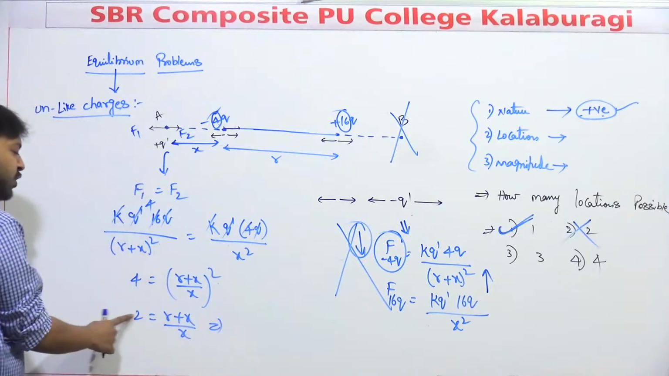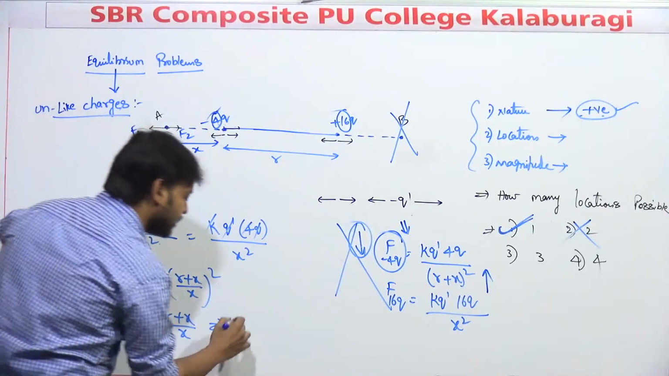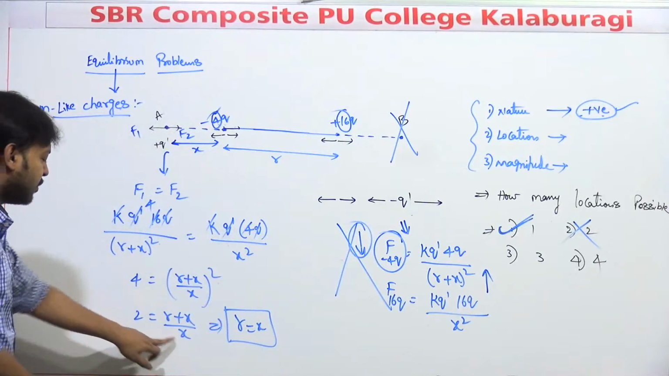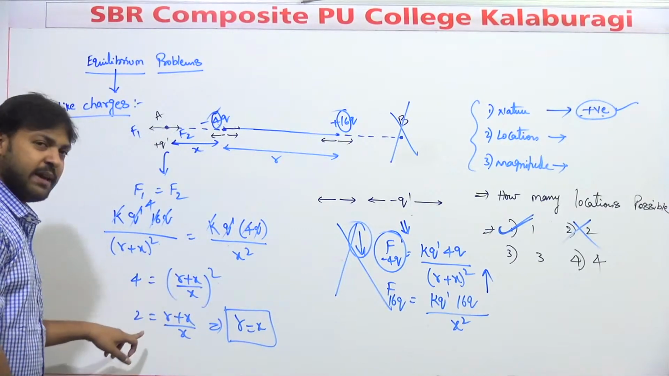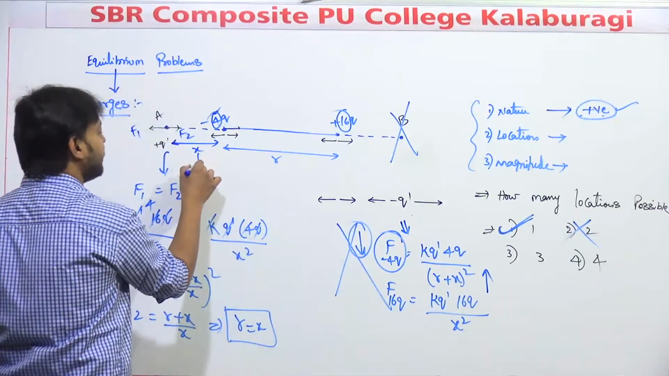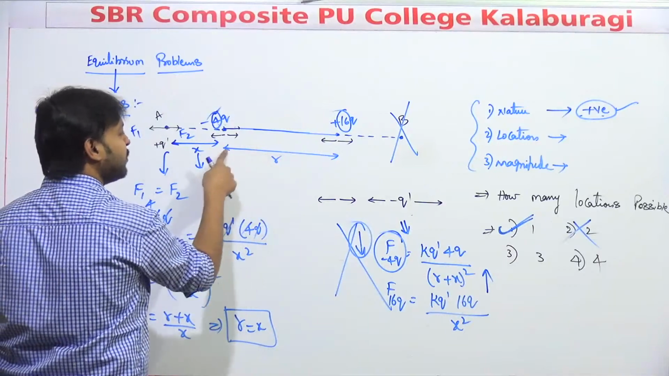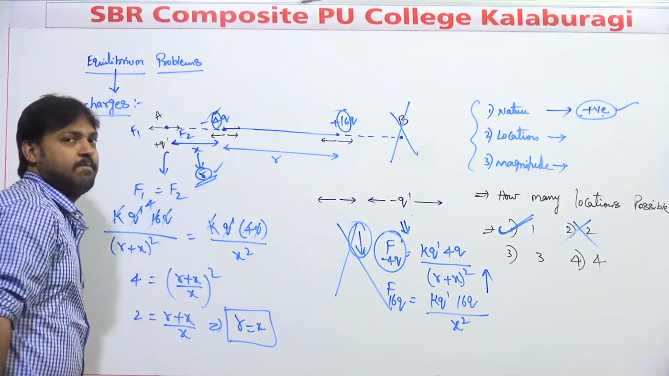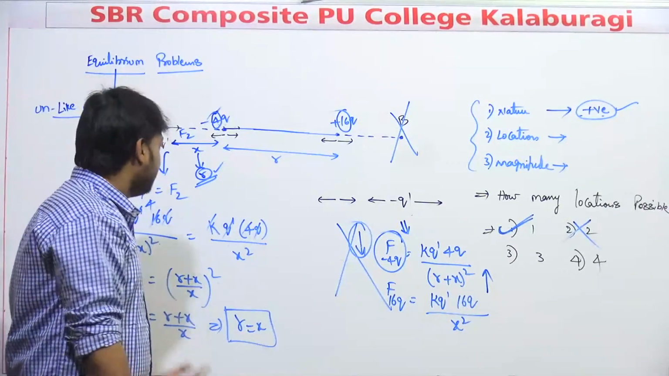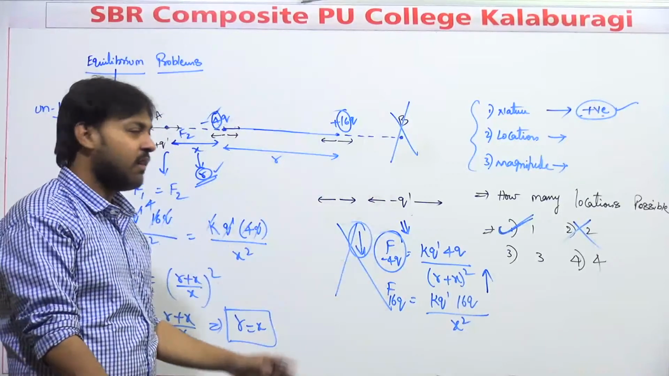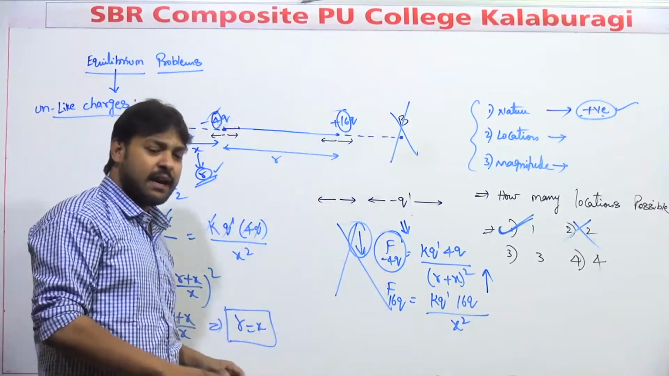So what can I write? 2X minus X. So R should be equal to X. Got the point? 2X minus X will be X, so R should be equal to X. In the sense, the distance X we have to place it at should equal the separation between them, then equilibrium is possible. Got the point?